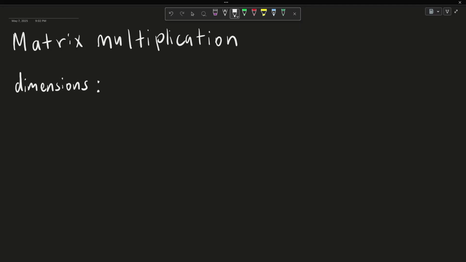So the dimension of matrix A must be m by n, and the dimensions of matrix B must be n by some other value, let's call it L. What that basically means is that if A is m by n, B must be n by L. And then your resulting matrix, let's call that C, will have dimensions m by L.